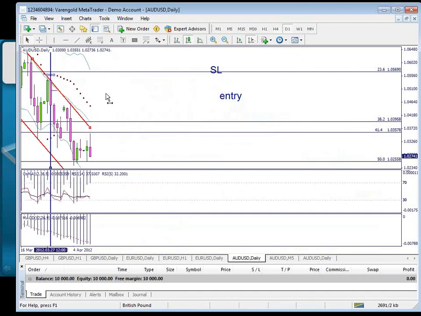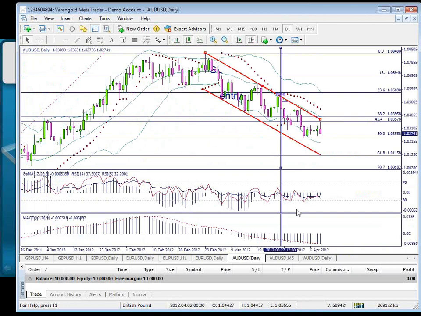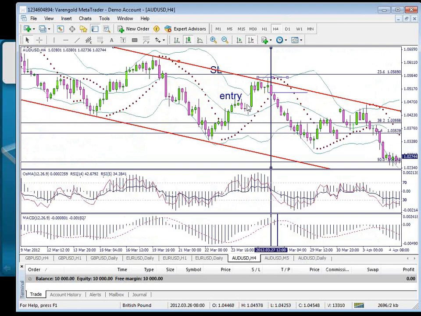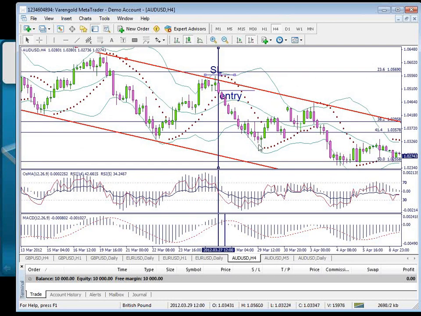But if we are looking on daily, we can see also that it is not a very good trade, because here we have the crossover SI, but here the signals from MACD is very weak. So we can make our choice related to this trade, if it is a good one or if it is not a good one for us.